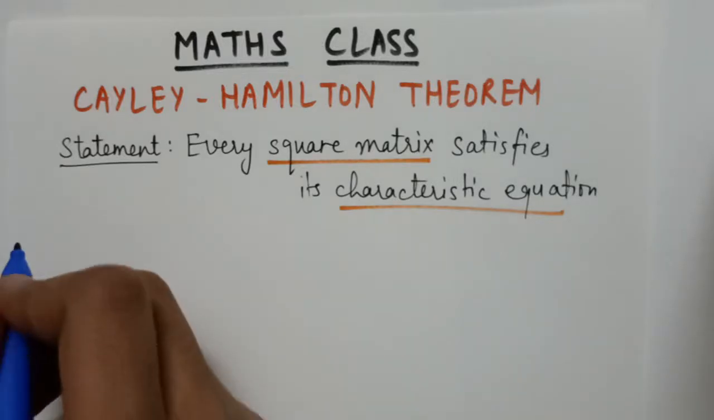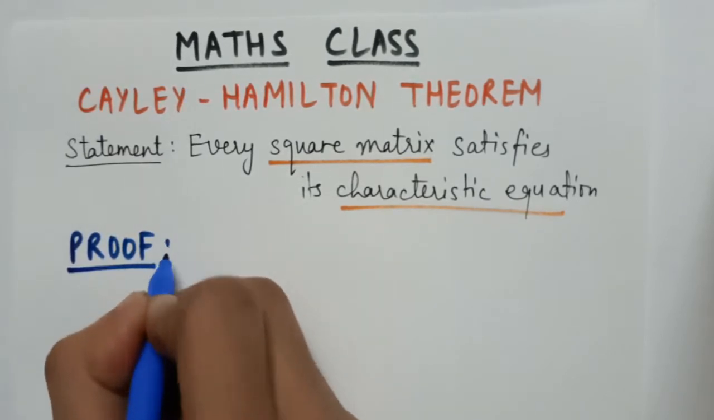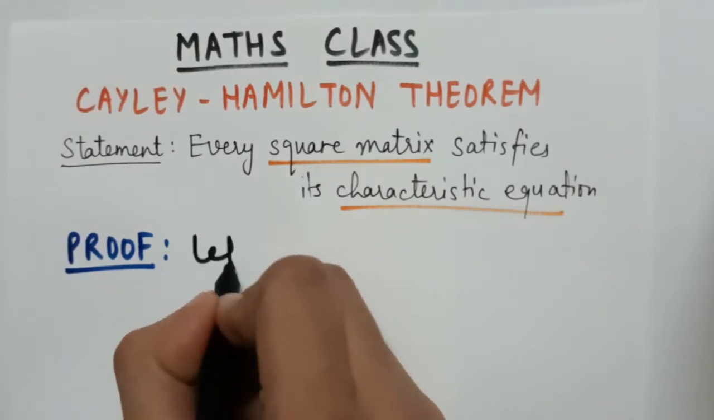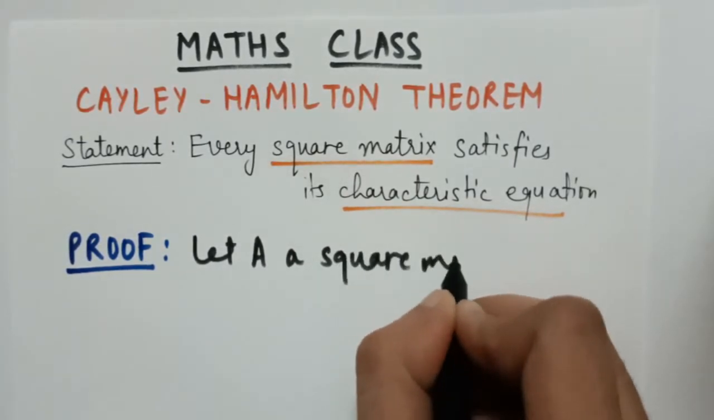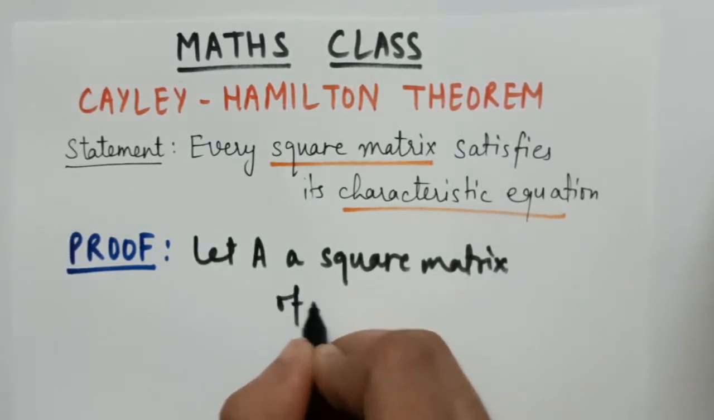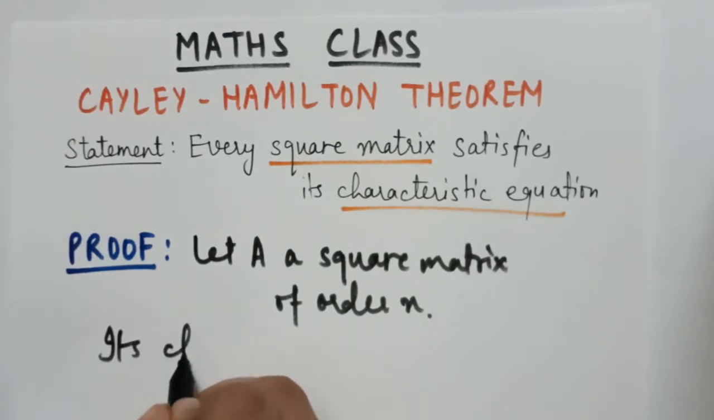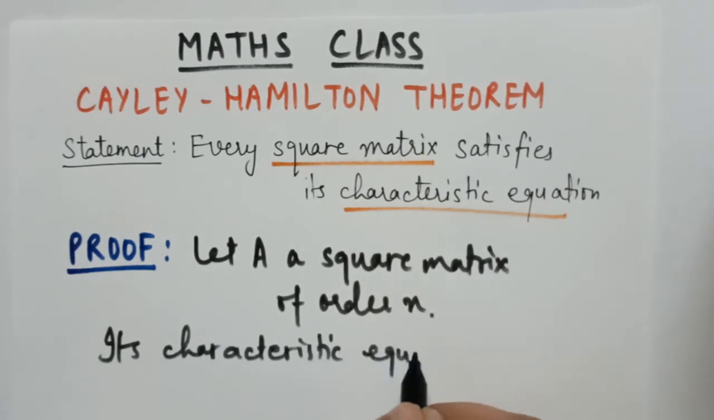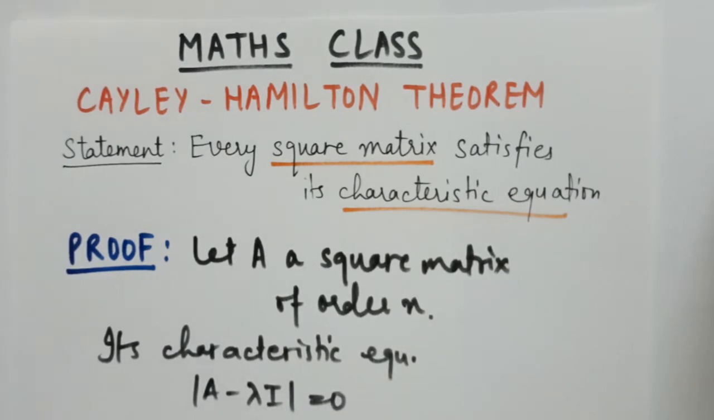Since now we have learned about square matrix and characteristic equation, we can move towards the proof of Cayley Hamilton theorem. So for proving Cayley Hamilton theorem, we'll let A be a square matrix of order n. So its characteristic equation will be determinant of A minus lambda I equal to 0, as we have learned.